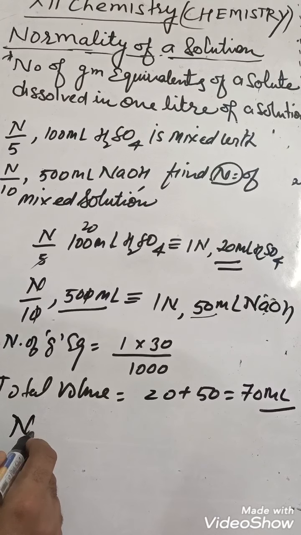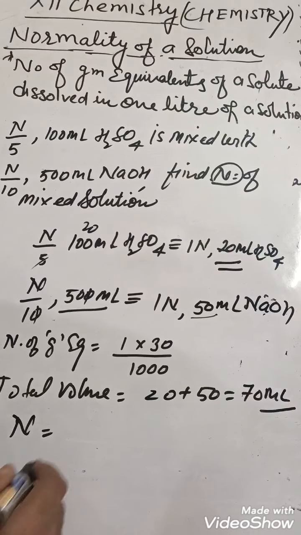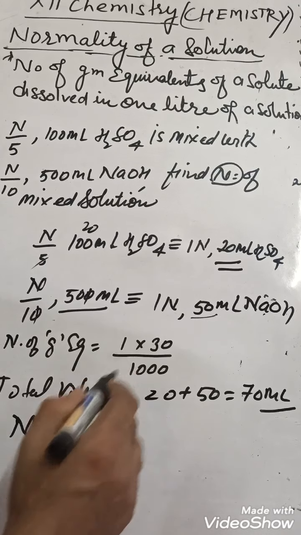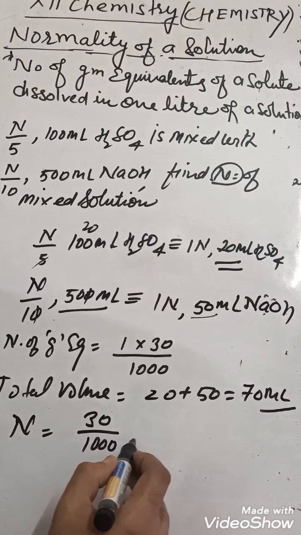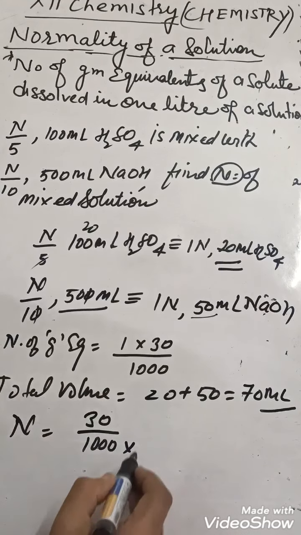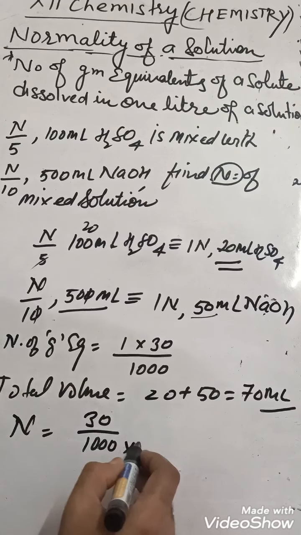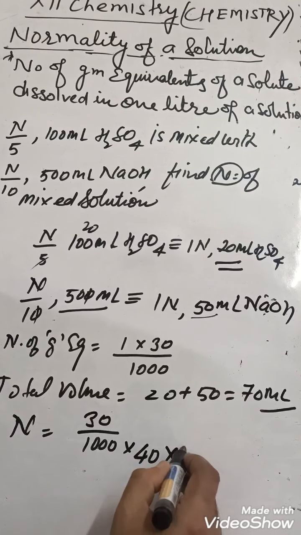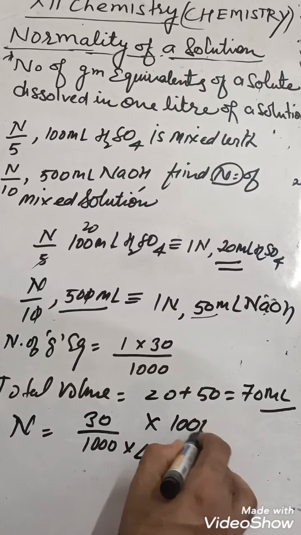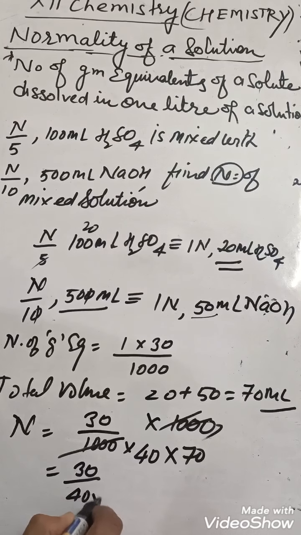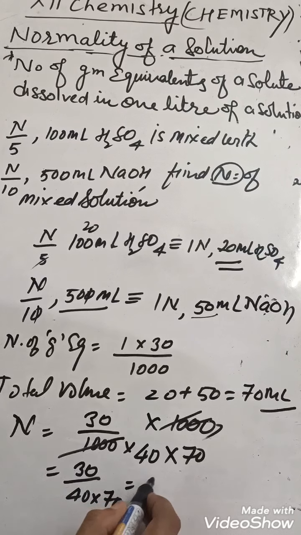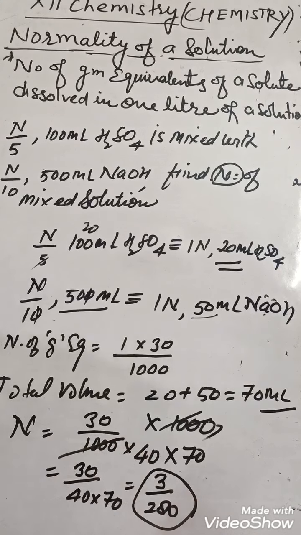So what is the new normality? Normality of the resulting solution is equal to number of gram equivalent, 30 upon 1000, divided by equivalent weight, and what is the equivalent weight of NaOH? 40. And the volume is 70 into 1000. This will be cancelled out. It is equal to 30 upon 40 into 70. So simply we can say 3 upon 280. So this is the normality of the resulting solution.